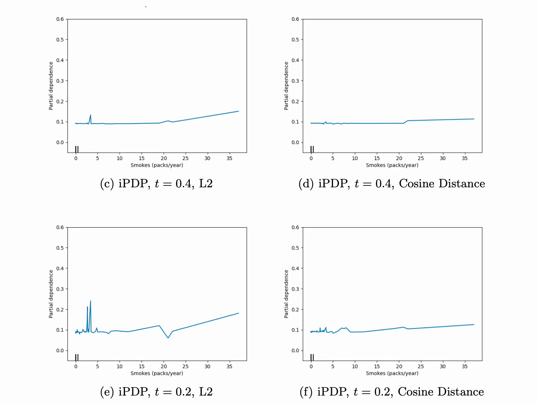For a threshold value of 0.4, L1 and L2 perform similarly, as seen in Figures 3c and 4c respectively, while the cosine distance measure begins to show an increase in cancer prediction probability as the number of packets per year increases, in Figure 4d. Finally, for a threshold value of 0.2, both L1 and L2 perform similarly, with L2 showing slightly less sensitivity as seen in Figures 3d and 4e respectively, while the cosine distance measure shows an increase in cancer prediction probability as the number of packets per year increases.